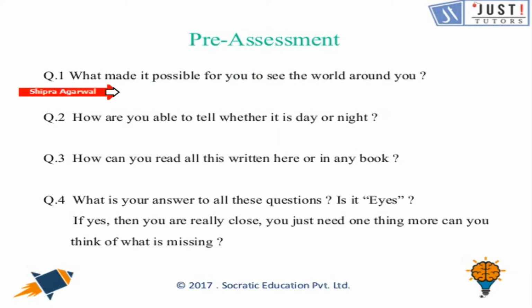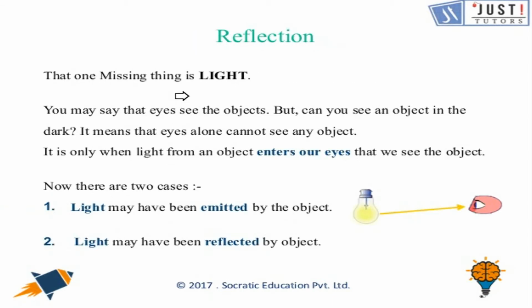The first question asks us, what made it possible for you to see the world around you? Then, how are you able to tell whether it's day or night? How can you read all this written here or in any book? And then the last question says, what's your answer? Is that eyes? If yes, then you are really close to your answer. But there is one more thing you are missing. The missing thing is the light.